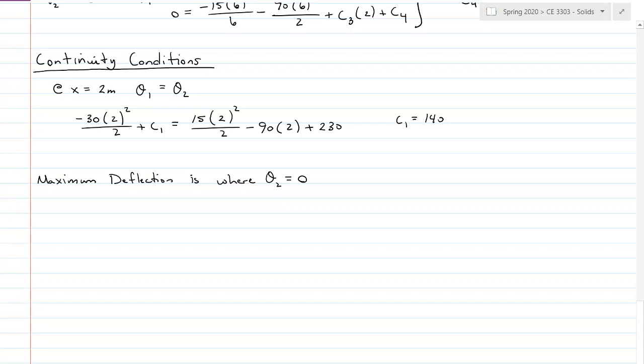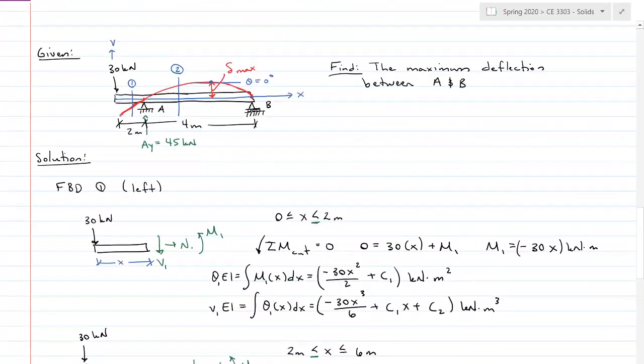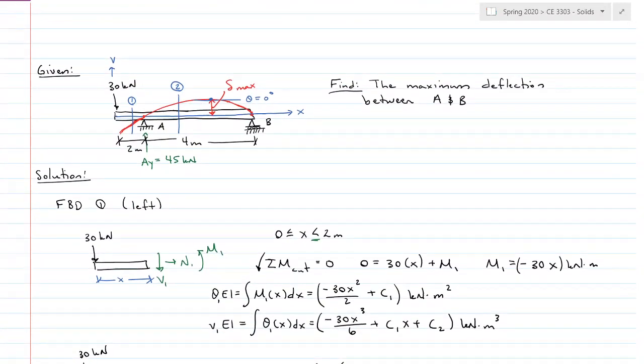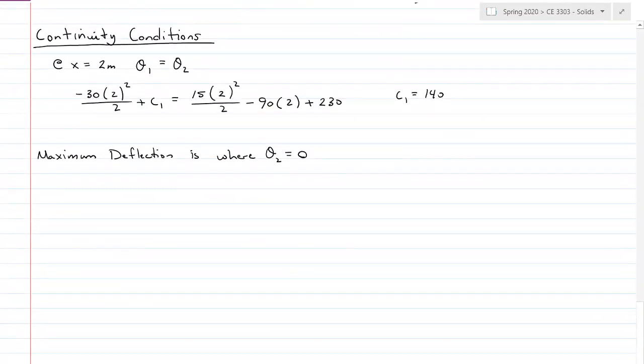Now I'm being very specific that theta 2 is equal to 0, because again, coming back to our elastic curve, our maximum deflection for the first 2 meters is just at 0. So this is also a deflection maximum, but I asked you specifically for the deflection between A and B, and in that case we have a curve shape and we need to find that vertex where theta is equal to 0.